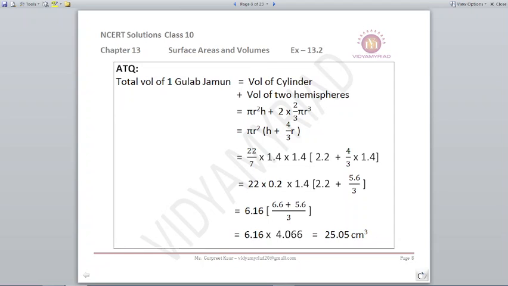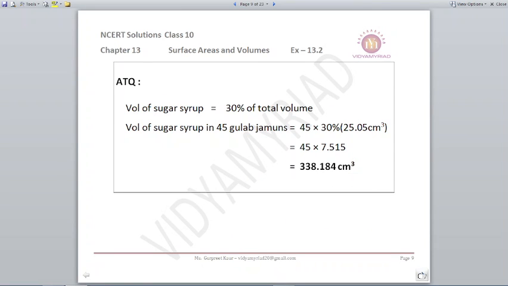And we are told that there is a sugar syrup which is 30% of its total volume, and there are total 45 gulab jamuns. So what we are going to do is we will be multiplying 45 multiplied by 30% of the volume. What was the volume? 25.05. So on calculating, volume of sugar syrup in 45 gulab jamuns will be 338.184 centimeters cube.